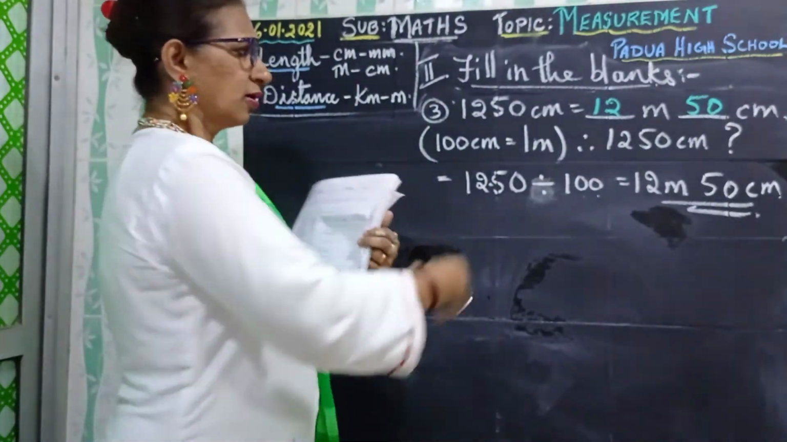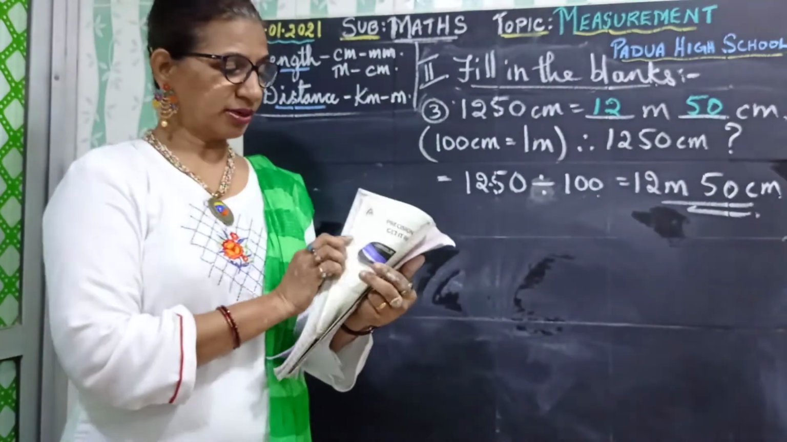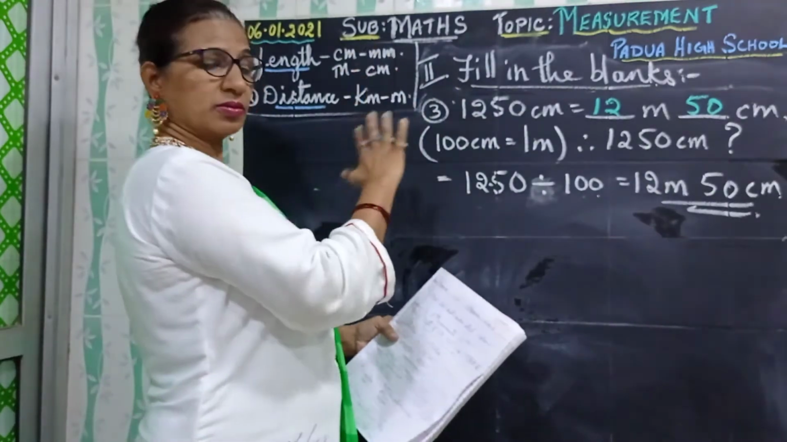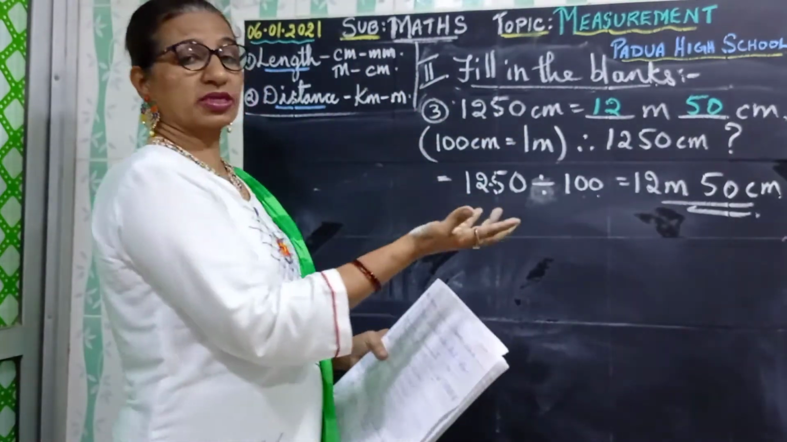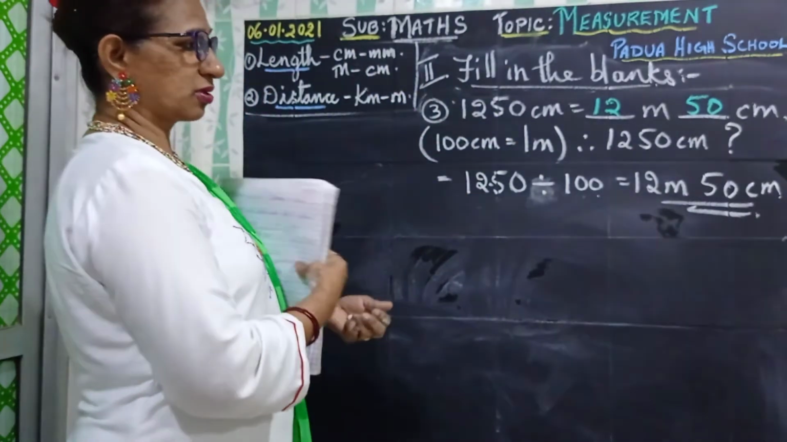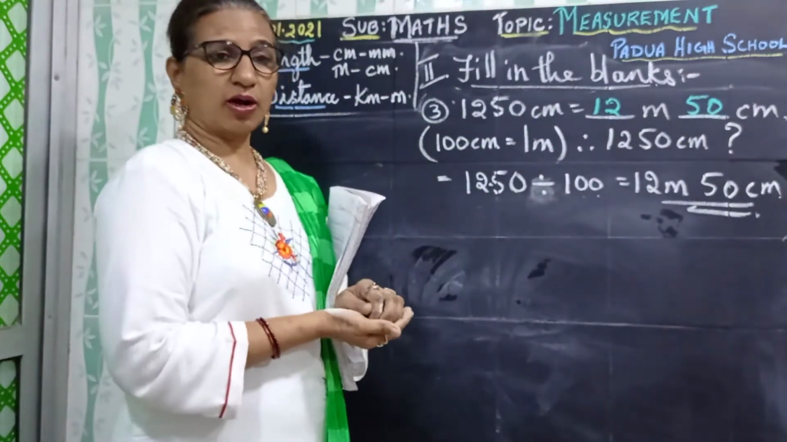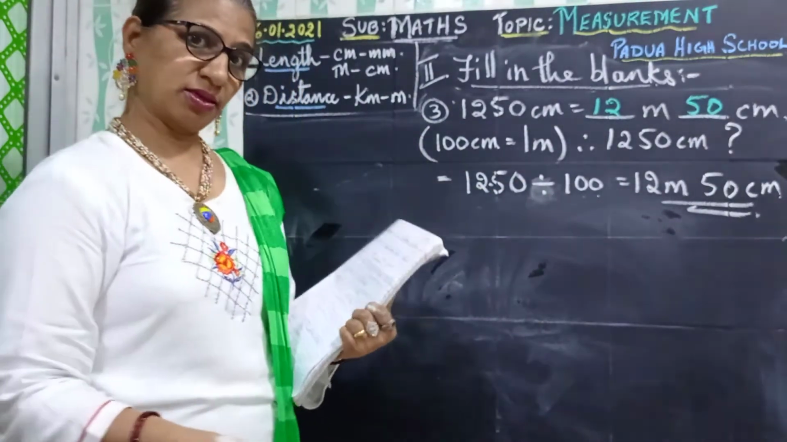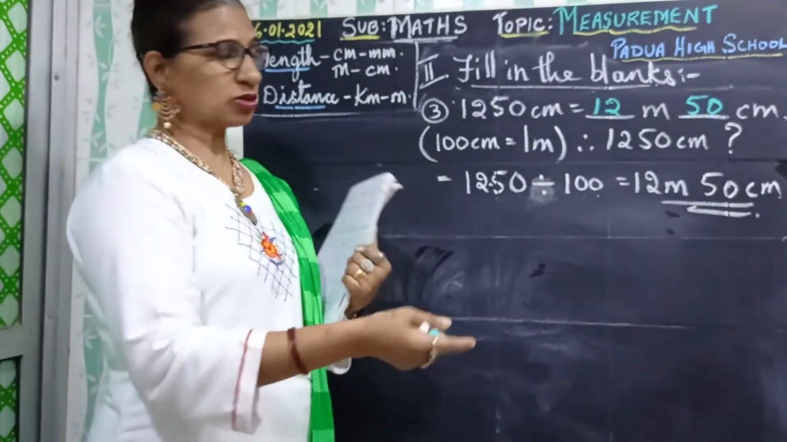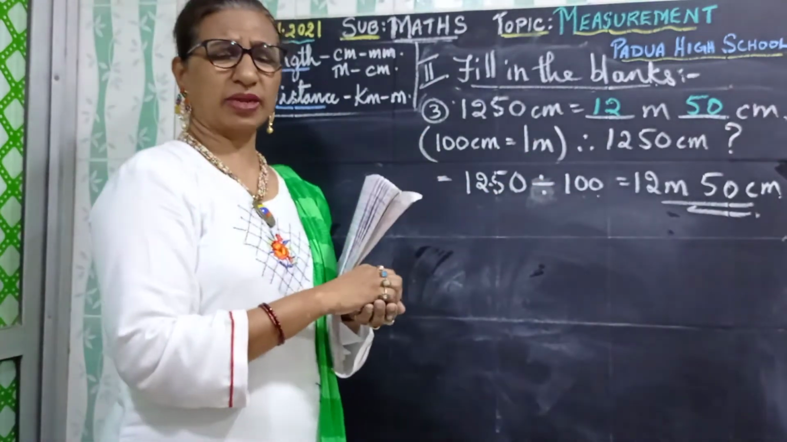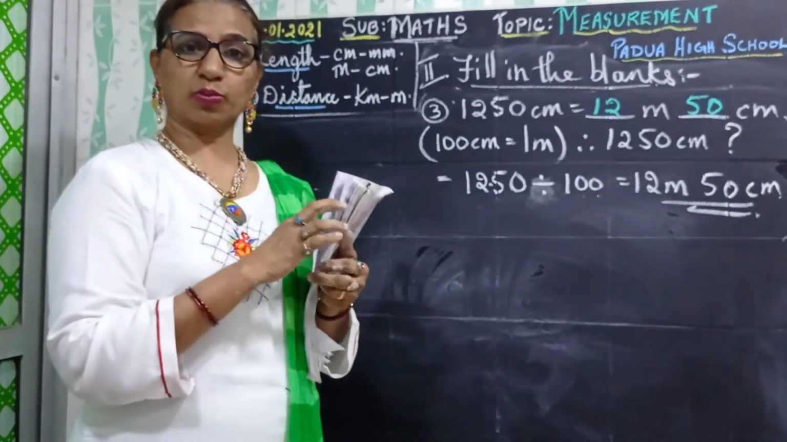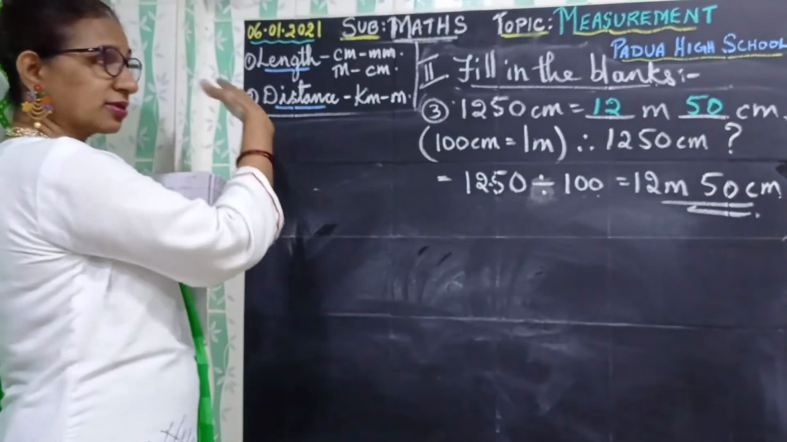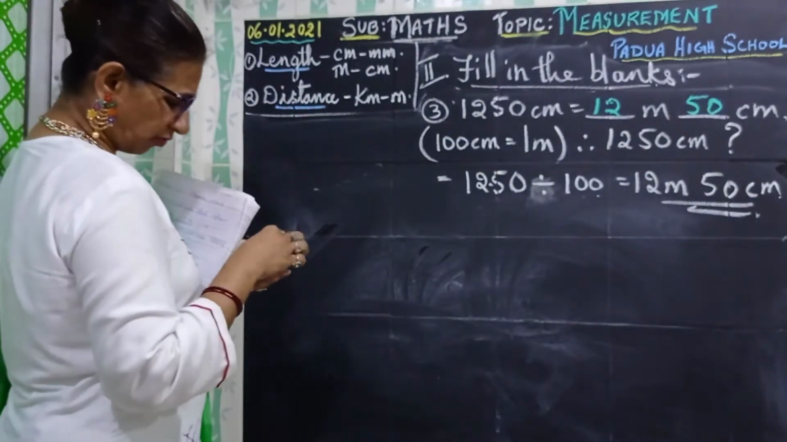Okay, we have divided that. Clear children now? I hope you have understood your conversion of meters to centimeters and centimeters to meters. Okay, so just copy these sums. There are not many. Just copy in your notebooks. Now we go to the next part, that is distance. Okay, let us take the measurement of distance now.